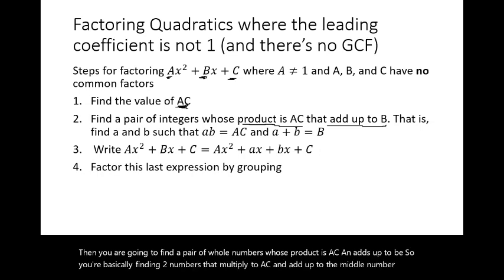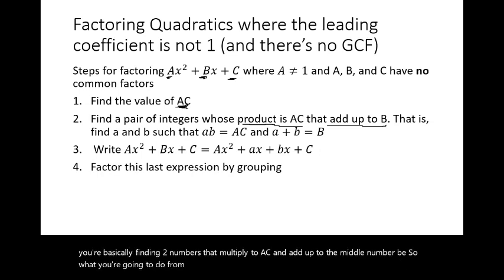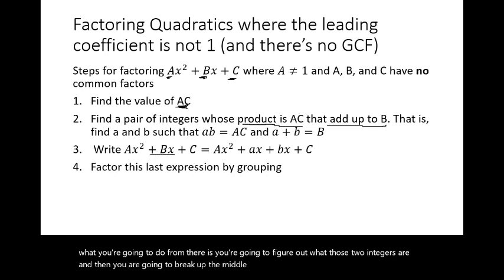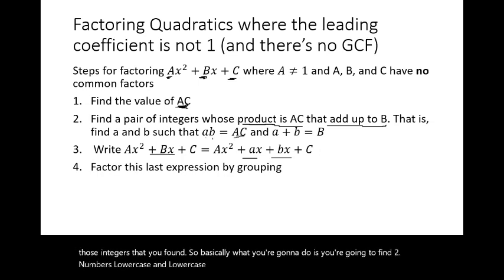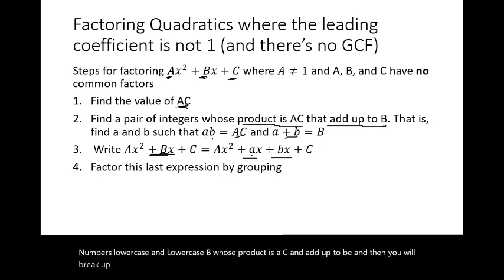So what you're going to do from there is you're going to figure out what those two integers are, and then you are going to break up the middle term into the sum of two separate terms using those integers that you found. So basically what you're going to do is you're going to find two numbers, lowercase a and lowercase b, whose product is ac and add up to b, and then you will break up the middle term into the sum of lowercase ax plus lowercase bx.